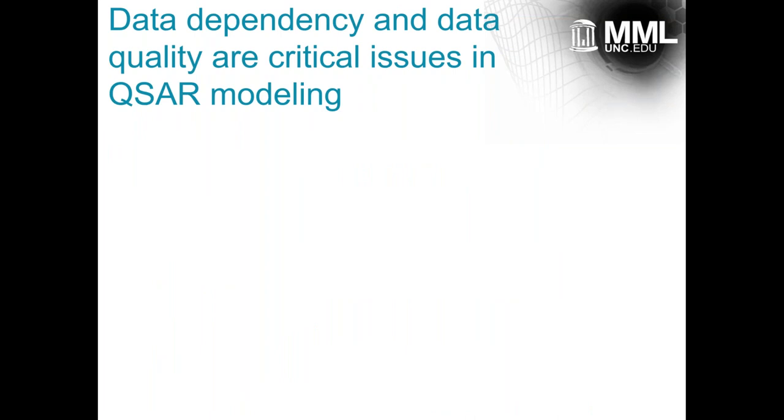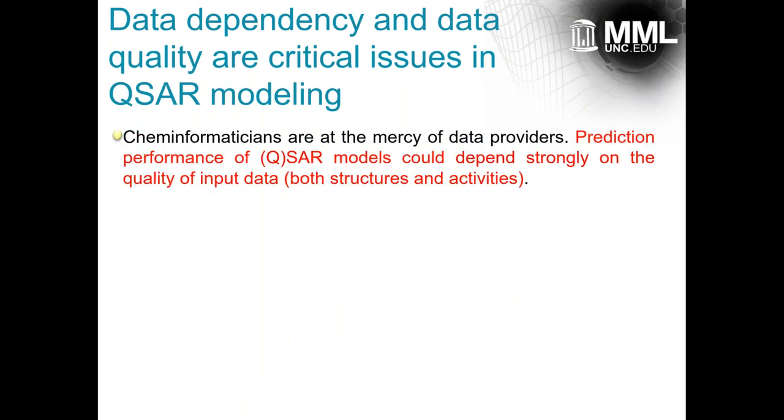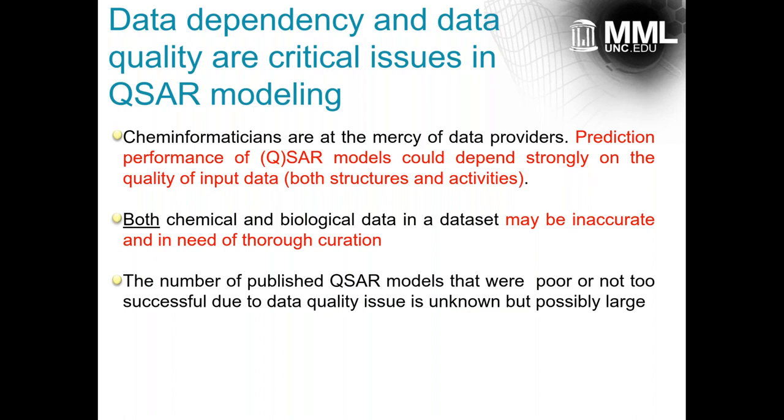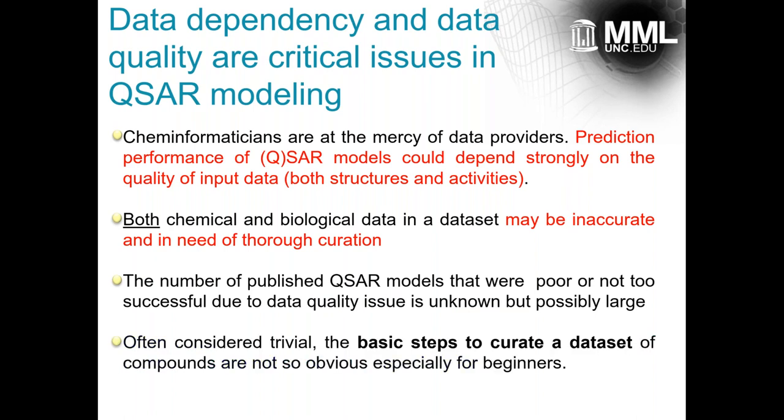So we have realized the importance of the analysis of accuracy of data and certifying the accuracy of data before getting into models. Here are a few points to be made: we're at the mercy of data providers, and so predictive performance of models depends strongly on the input data. Both measured data and computed data may be inaccurate and need to be curated. And therefore, we made a conclusion that many models that are published in the literature without describing and discussing what was done to curate the data before the models were produced may be strongly inaccurate. Sometimes models could be over-optimistic, and sometimes models don't work because the data was not properly curated.